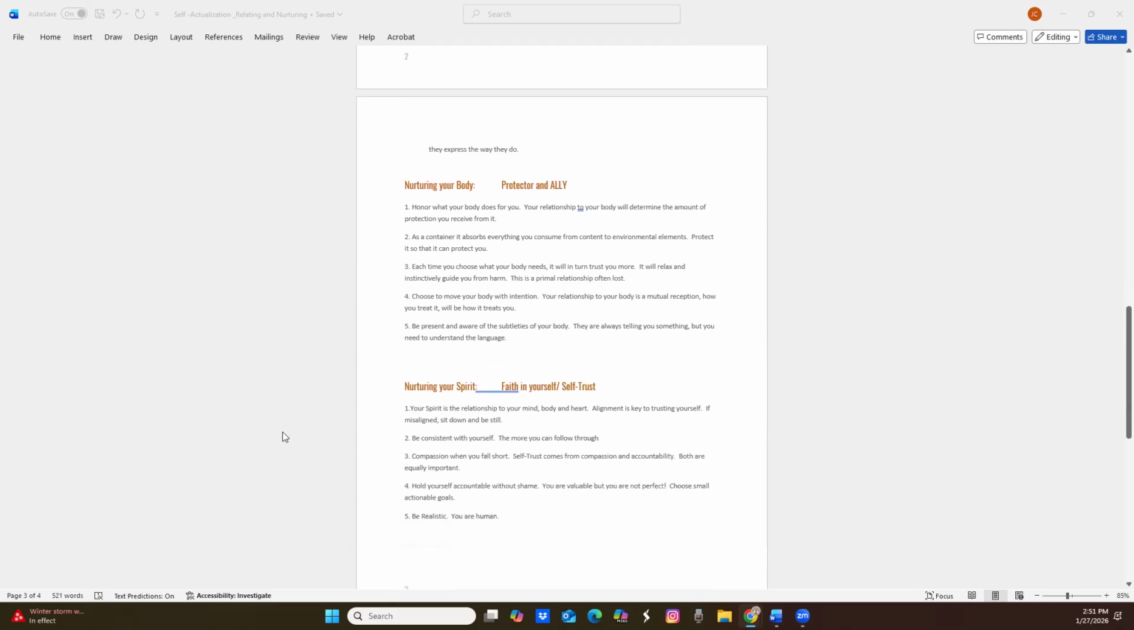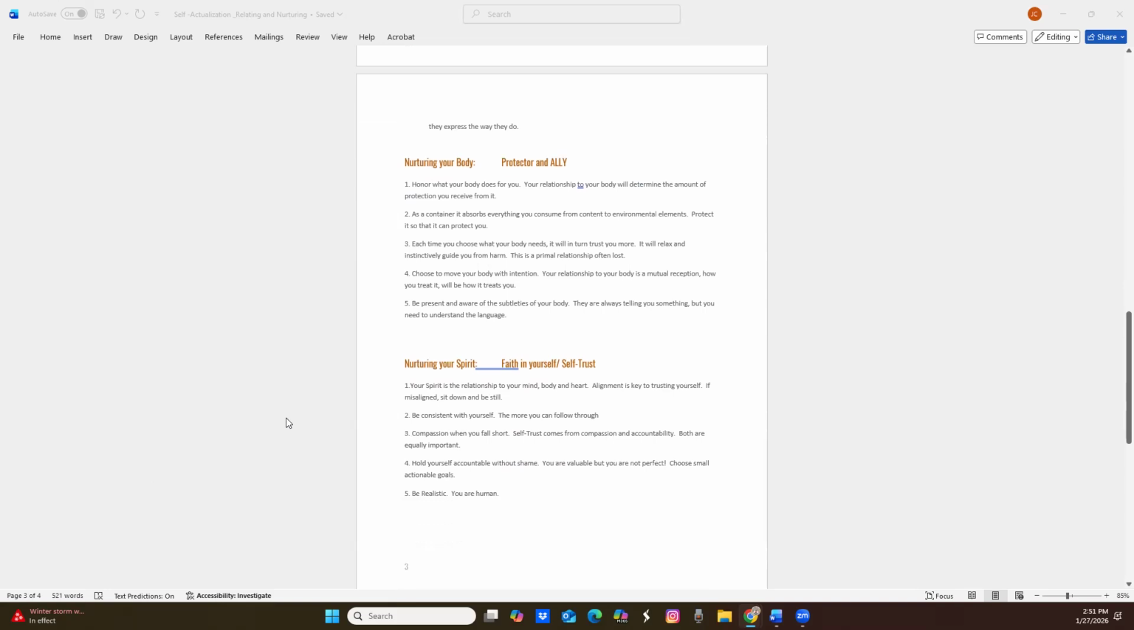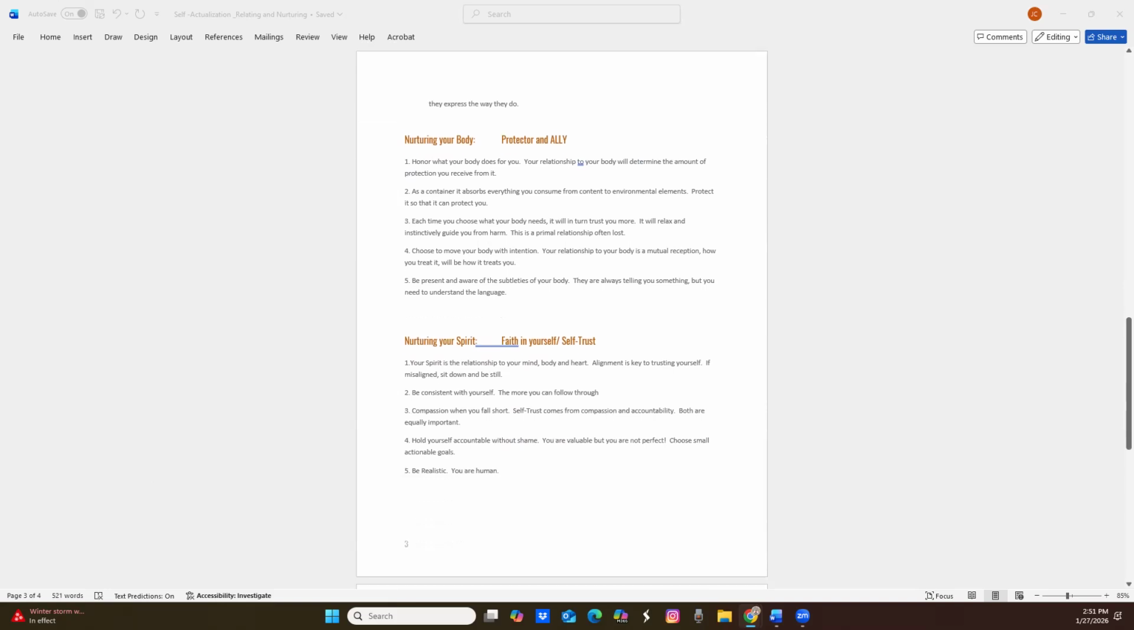So the fourth facet to nurture is nurturing your spirit. Nurturing your spirit is about faith in yourself, which is self-trust. So your spirit can be looked at like the whole of you. It's your mind, body, and your heart. When you are fully aligned, mind, body, and your heart, you know it.